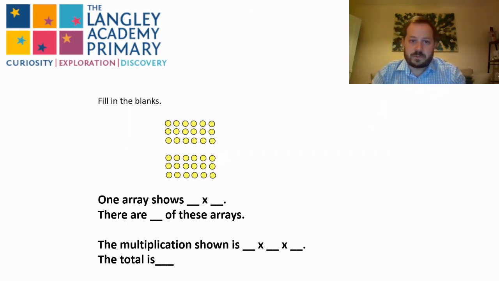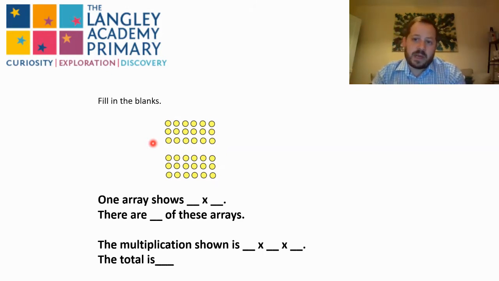So first off, we have to look at what one array shows us. What one array shows us is that we have 3 groups of 6. There's 1, 2, 3, 4, 5, 6. So this array is 3 times 6. If we have a look at that, we have 6 there, another 6, another 6, 3 lots of 6, which is 18. So one array is 3 times 6, and the answer to that is 18.